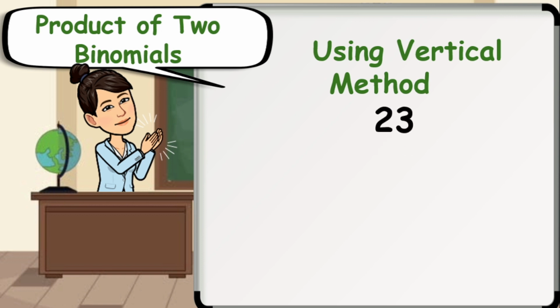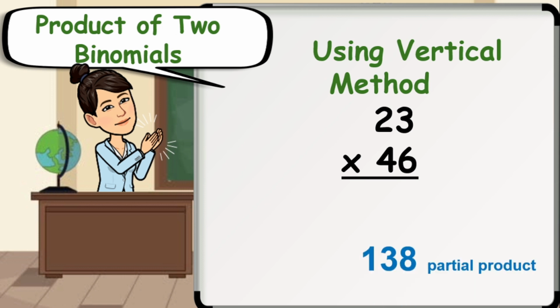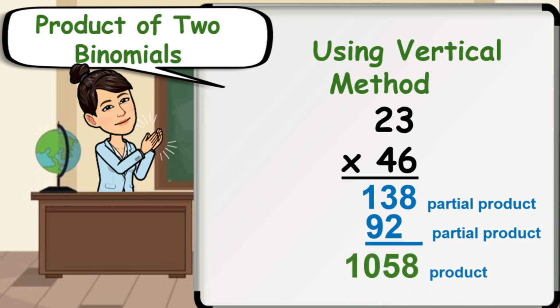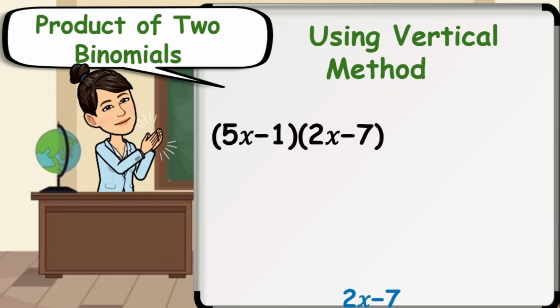Look carefully at this example of multiplying two-digit numbers. First, you start by multiplying 23 by 6 to get 138. Then, you multiply 23 by 4, lining up the partial product in the correct columns. And last, you add the partial products. Now, we'll apply this same method to multiply two binomials.